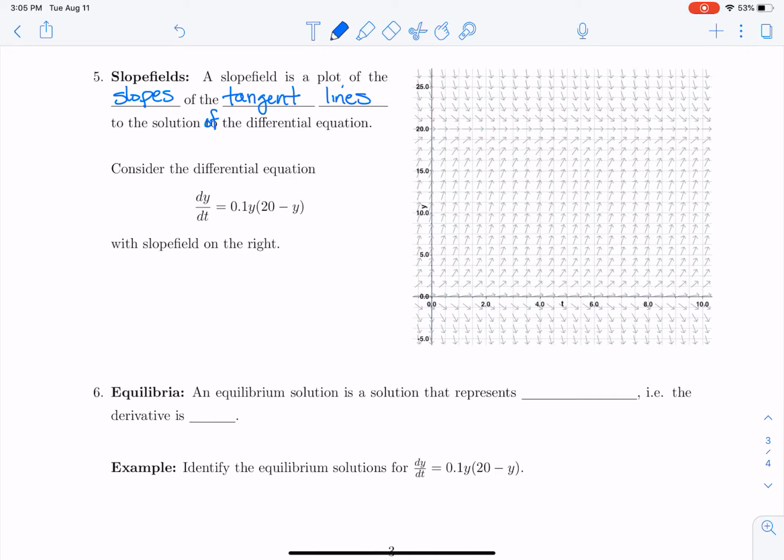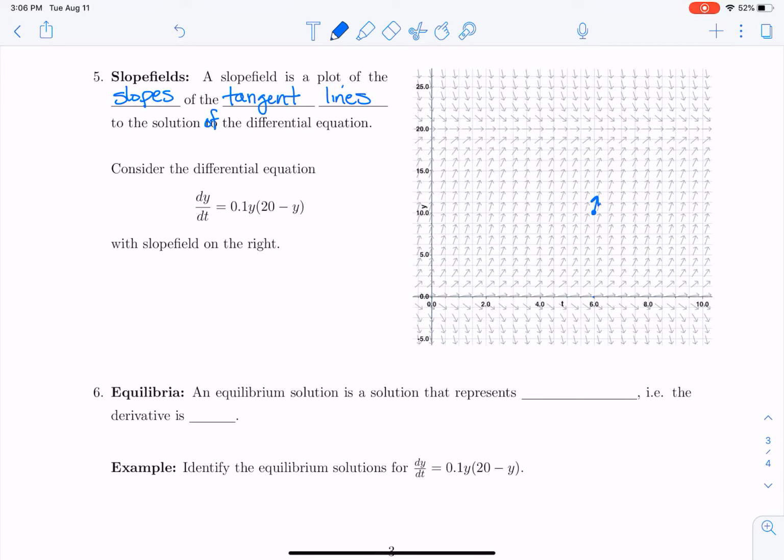So what you see in this graph is a graph of a bunch of slopes. This is for the differential equation dy/dt equals 0.1 y times (20 minus y). And so what's happening is that at every point, we can pick a point, say 6, 10, right there. At that point, there's going to be a slope. How do you find that slope?